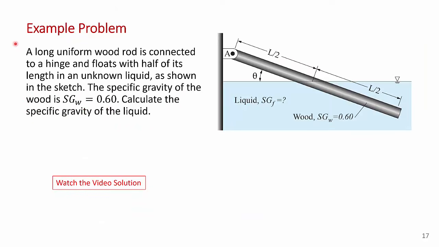Okay, the next video is a slightly more complex example. It involves a long wood bar or spar hinged at A. Its volume is half submerged in a liquid of some sort, and you're given the specific gravity of this wood bar, and from that information you have to do an analysis to find out what the specific gravity of the fluid is. This is a variation on the example that we just did, but a little bit more complicated, not terribly more complicated. So if you feel comfortable, you might have a go at this problem and then watch the video and see if you got the analysis correct.